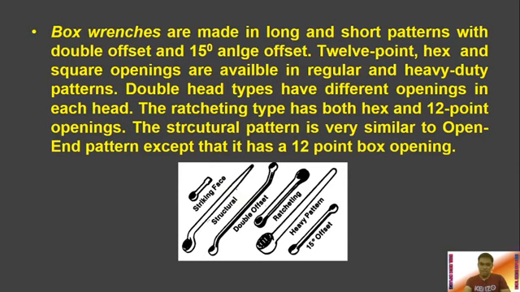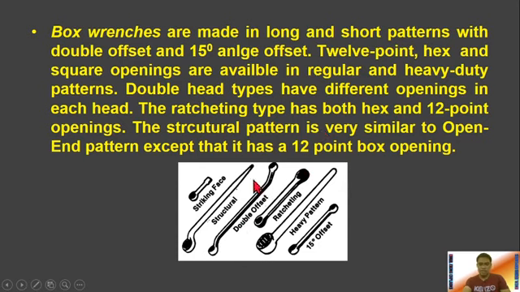So when you say double offset, each side of the wrench has an offset which is 15 degrees from the horizontal. So 12-point, hex, and square openings are available in regular and heavy-duty patterns. So the pattern of the wrench itself could be 12-point, hex, or square. Double head types have different openings in each head. So we have also double head types.